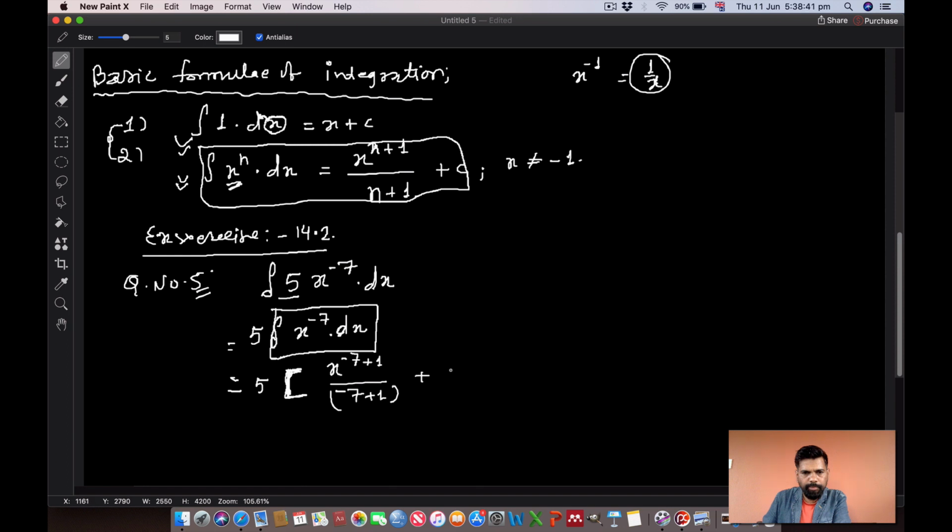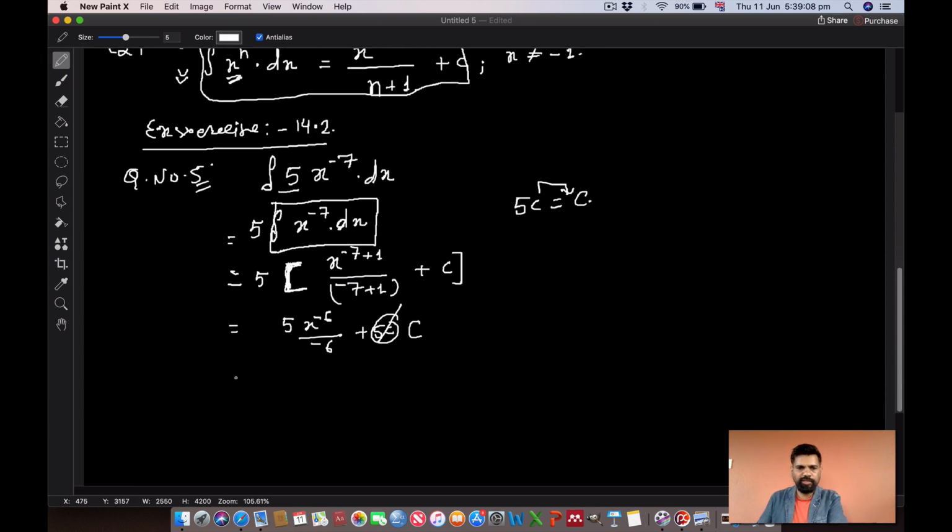Again plus c, constant. So finally that is 5 x power minus 6 over minus 6 plus 5c. What about this 5c? 5c is again c, because this is a constant; 5c, 10c, or whatever, we can write it this way. So instead of 5c, we can write a single c. So the final answer of this problem is 5 over minus 6x power 6 plus c. Now let's move to the other formulas as well.